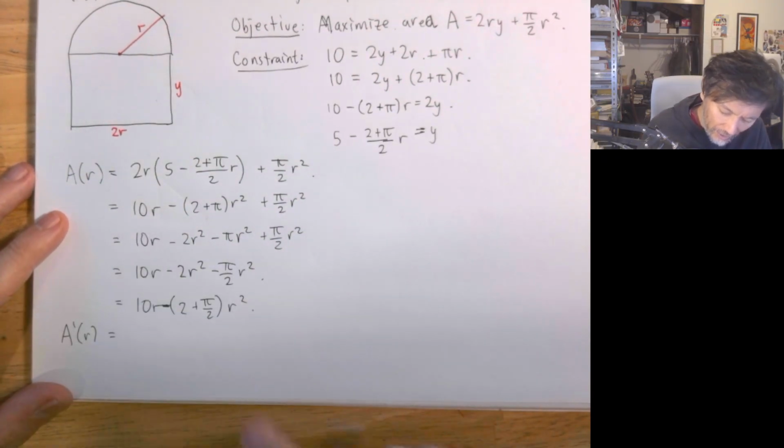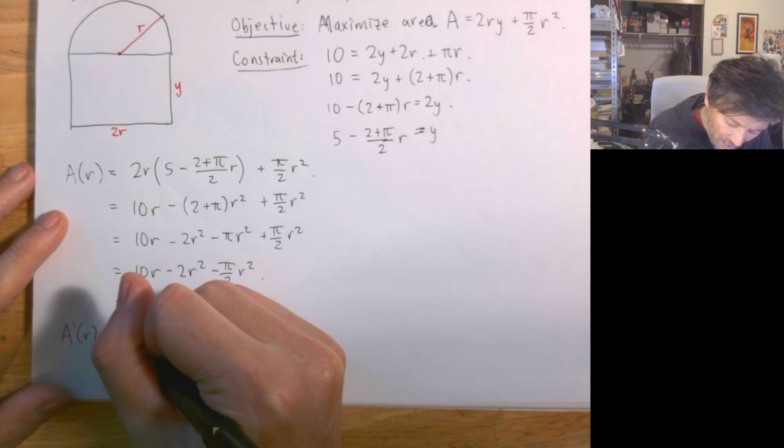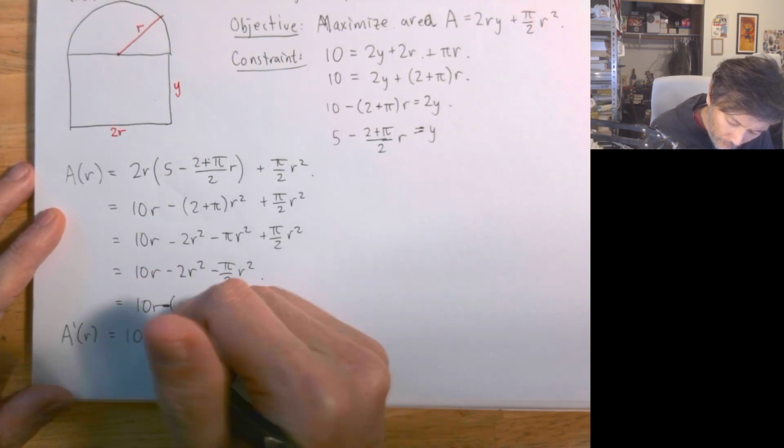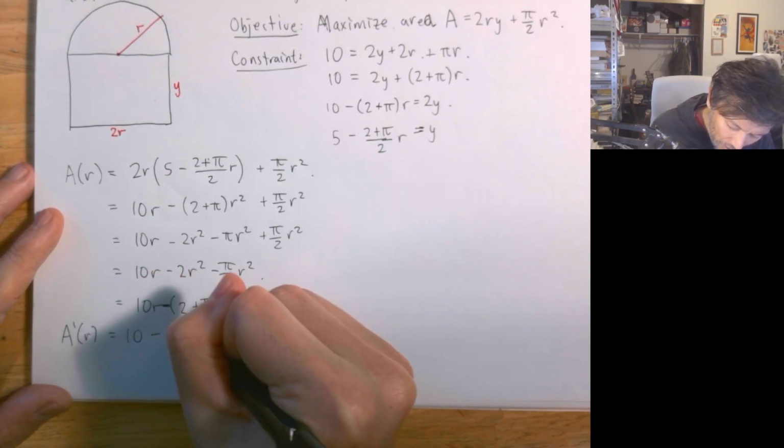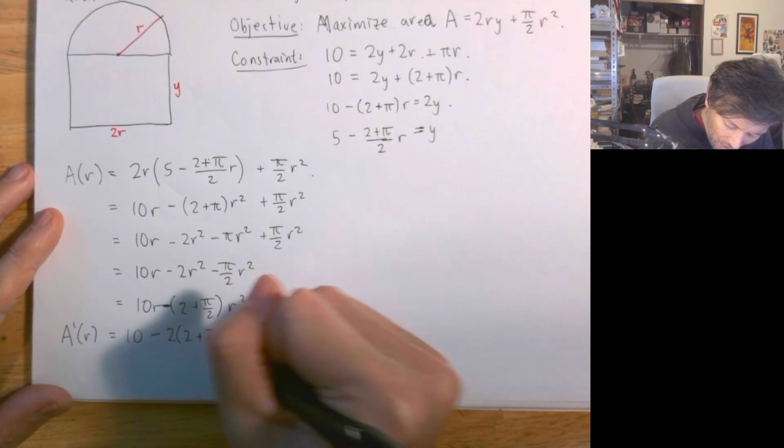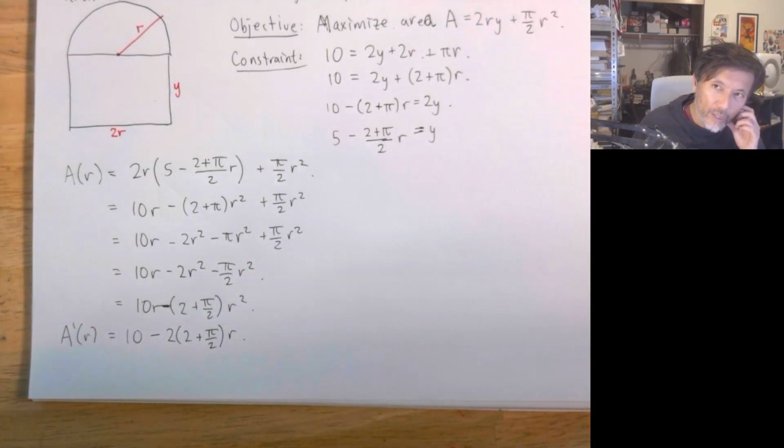So now I take a derivative and I feel better about it. So I get 10 minus 2 times 2 plus pi over 2 times r. Okay, this feels much better to me. Notice that A prime is never undefined, but it is 0 sometimes. Let's figure out when it's 0.